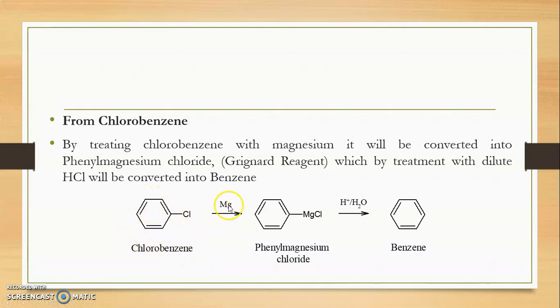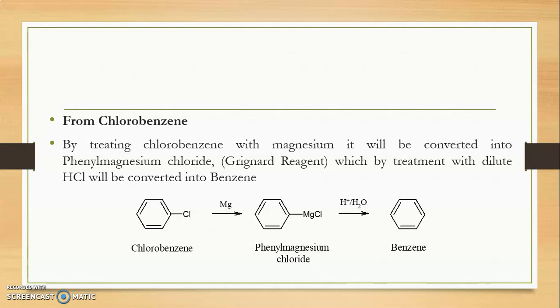This chlorobenzene on reaction with magnesium will be converted into phenyl magnesium chloride. This phenyl magnesium chloride is known as the Grignard's reagent. Now this Grignard reagent on treatment with dilute hydrochloric acid will be converted into benzene. If we carry out the reaction of chlorobenzene with hydrochloric acid, the chlorine group is not easily cleaved, due to which first we have to convert it into phenyl magnesium chloride, and this phenyl magnesium chloride on treatment with dilute hydrochloric acid will be converted into benzene.